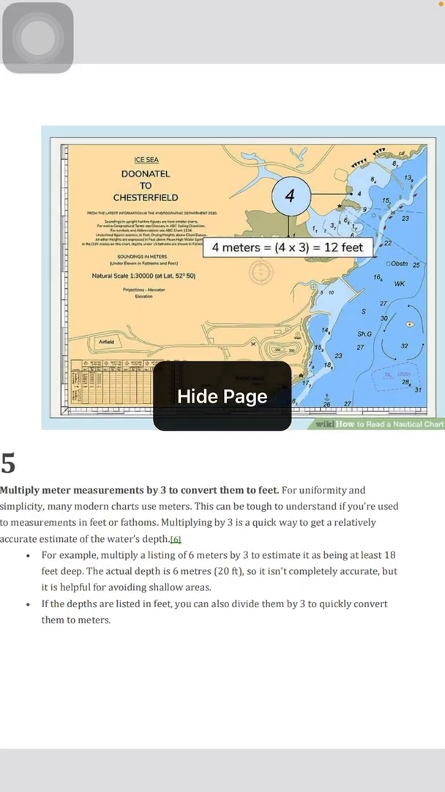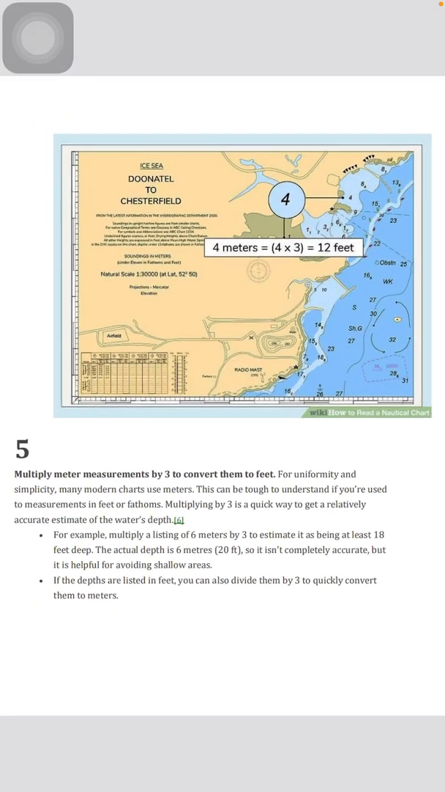And step 5. Multiply meter measurements by 3 to convert them to feet. For uniformity and simplicity, many modern charts use meters. This can be tough to understand if you're used to measurements in feet or fathoms. Multiplying by 3 is a quick way to get a relatively accurate estimate of the water's depth.